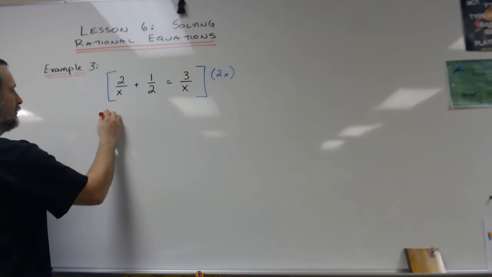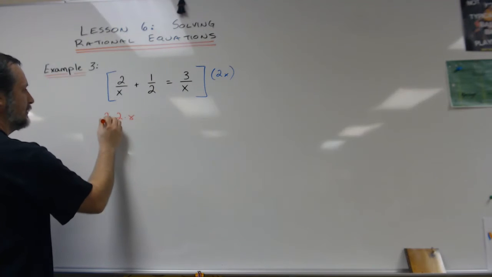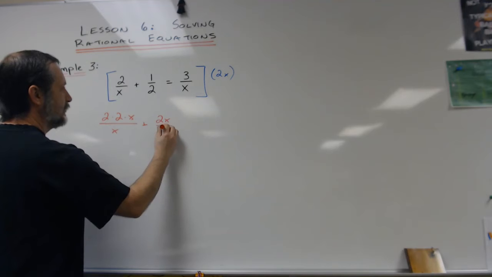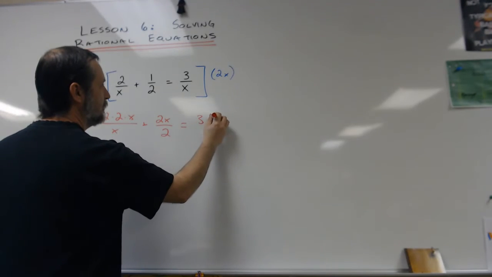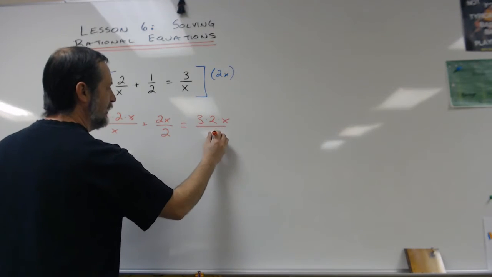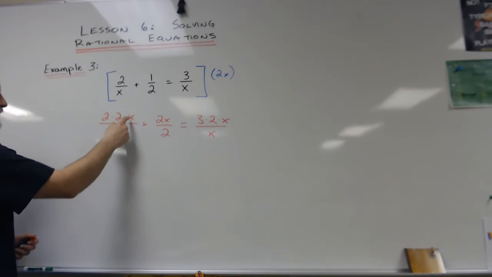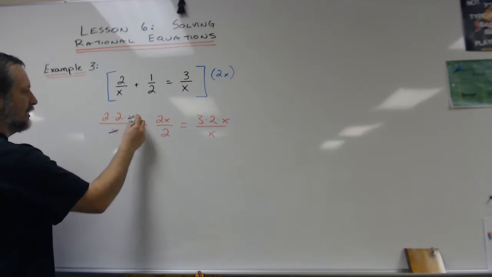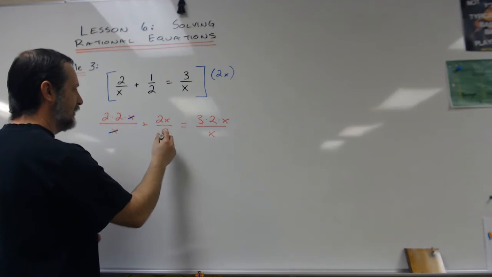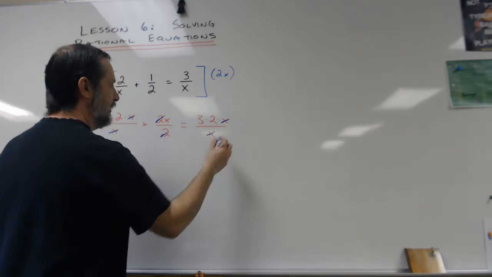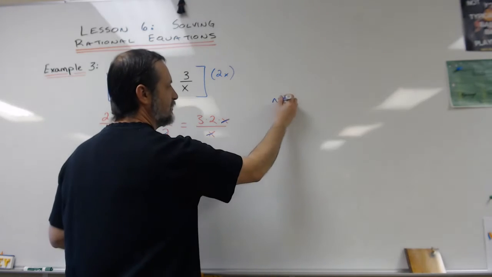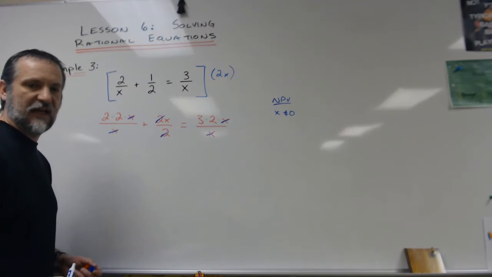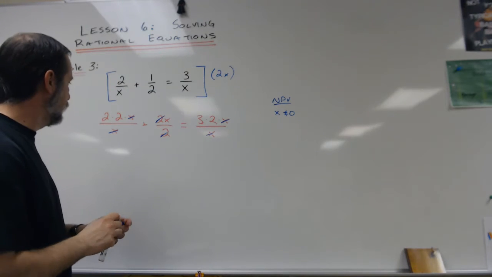Multiply the entire equation by 2x. Becomes 2 times x over x plus 2x over 2 equals 3 times 2 times x over x. I just wrote it this way so it was easier to find some of these factors. Again, the x's cancel off. I should do my NPVs first. I will do that next. 2's cancel. X's cancel. Before I start canceling, my NPVs in this case were just that x could not equal 0. So that one was fairly straightforward.